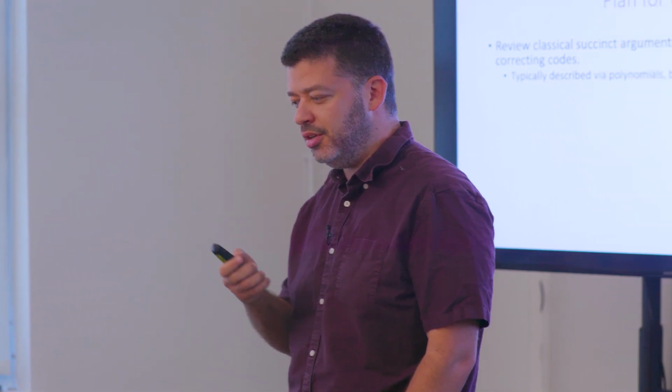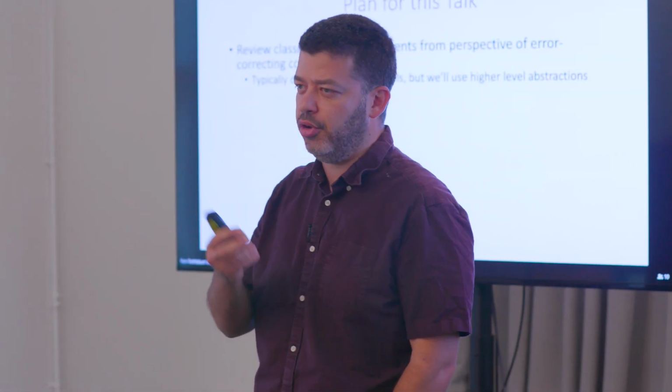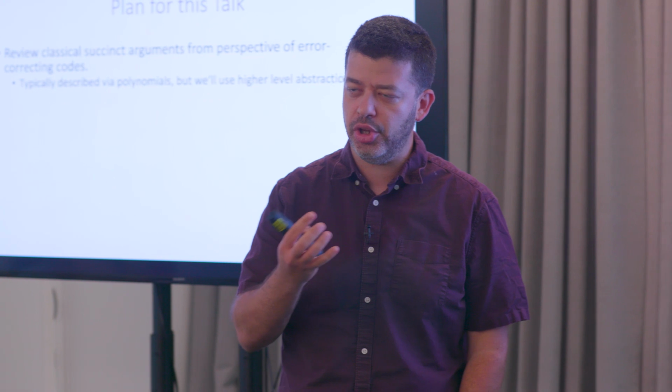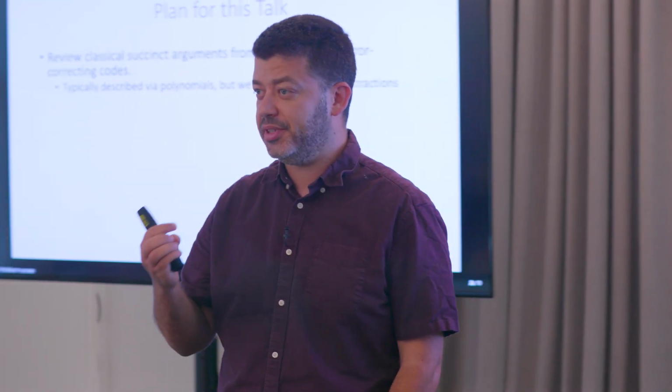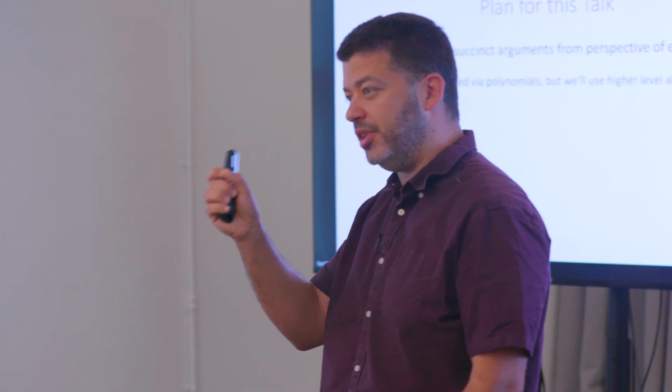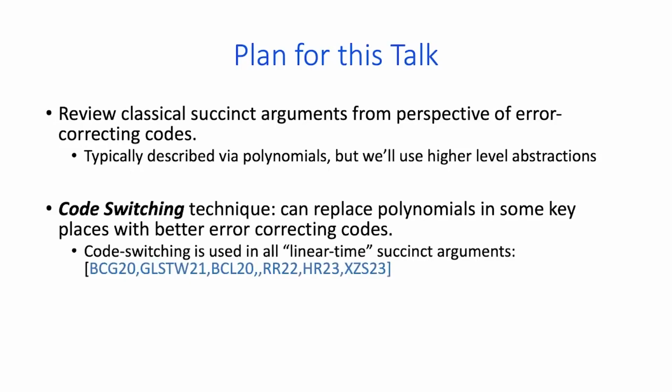In particular, usually people describe everything via polynomials. We'll see that really what the polynomials are giving us are error correcting codes with some very nice properties. We'll try to isolate what these properties are. Then what I want to do is introduce a technique called code switching, which really underlies our result.